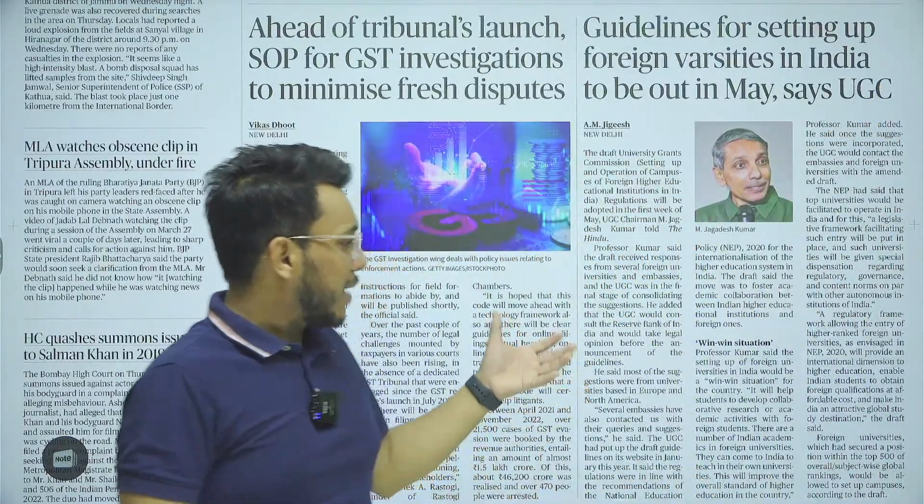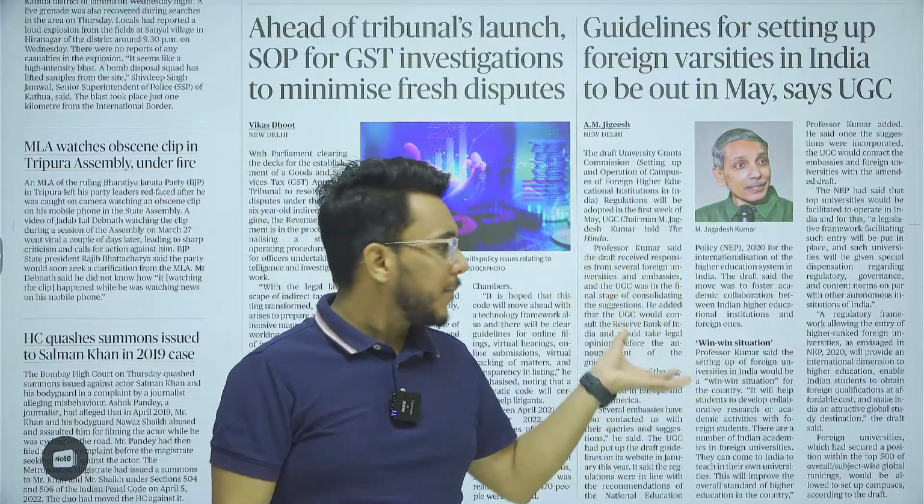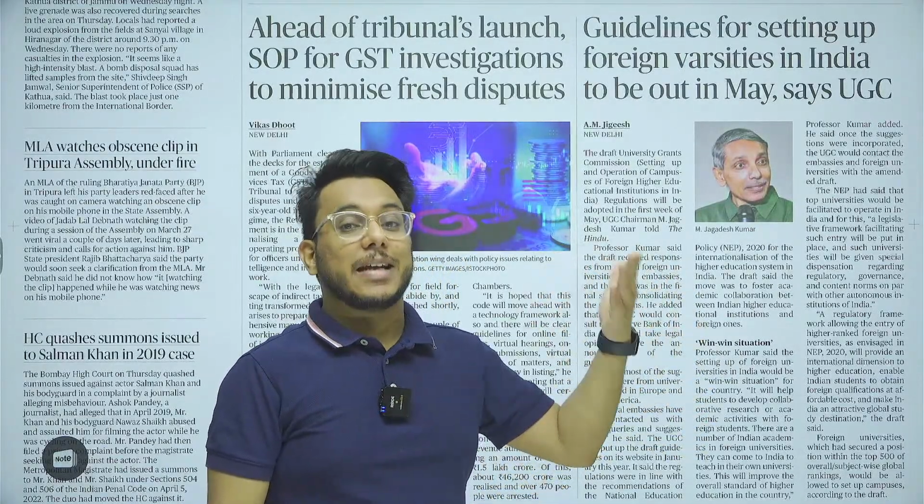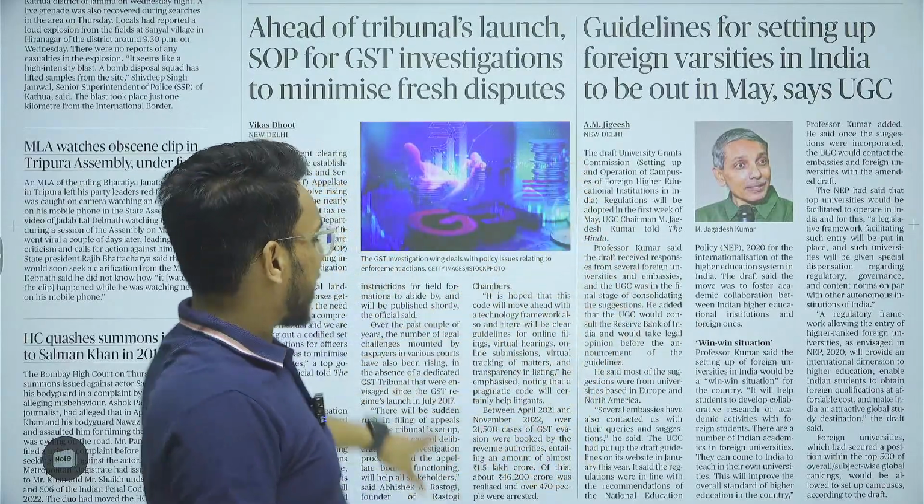So guys, UGC already had come out with this particular thing, that now the foreign universities can open their campus in India. For example, Stanford, MIT, they can open their campuses in India and can start the courses. But the detailed provisions will be released by May.